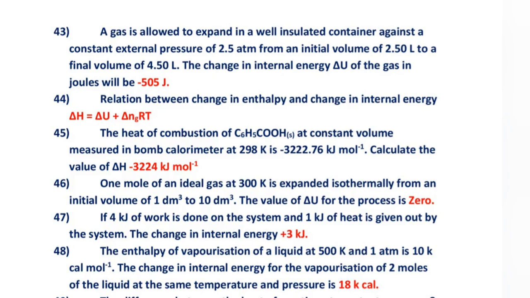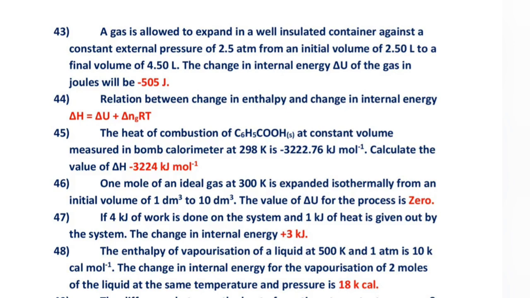Minus 3224 kilojoule per mole. 1 mole of an ideal gas at 300 Kelvin is expanded isothermally from an initial volume of 1 decimeter cube to 10 decimeter cube. The value of delta U for the process is 0. If 4 kilojoule of work is done on the system and 1 kilojoule of heat is given out by the system, the change in internal energy is plus 3 kilojoule.